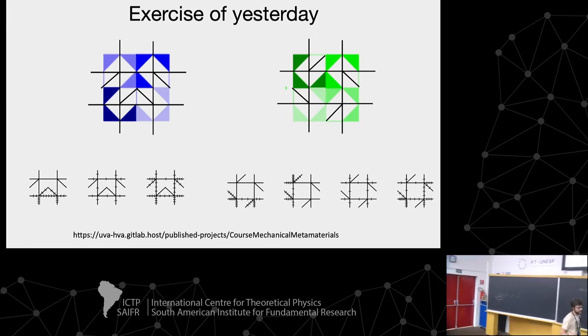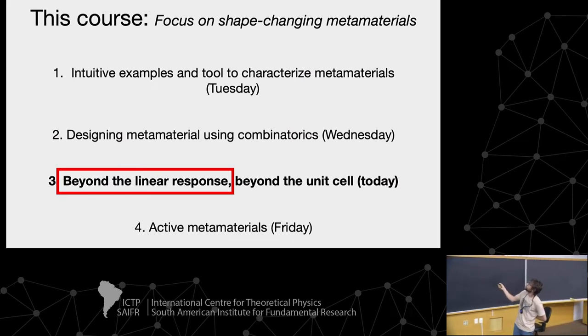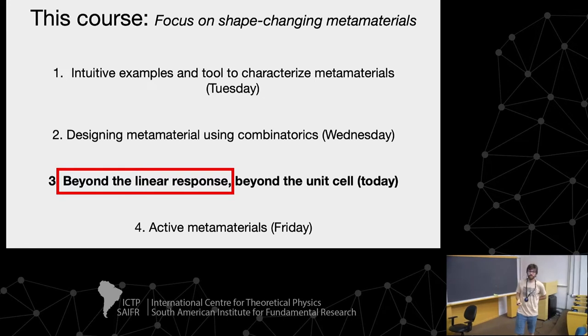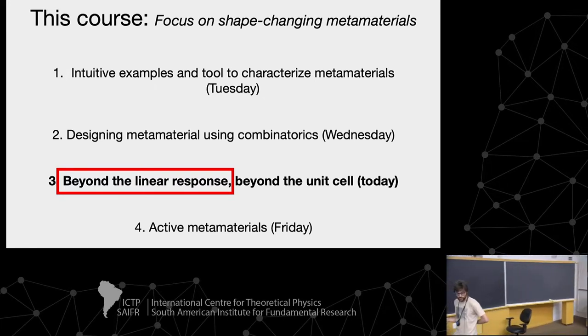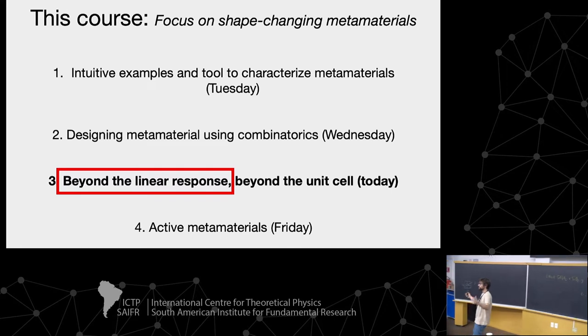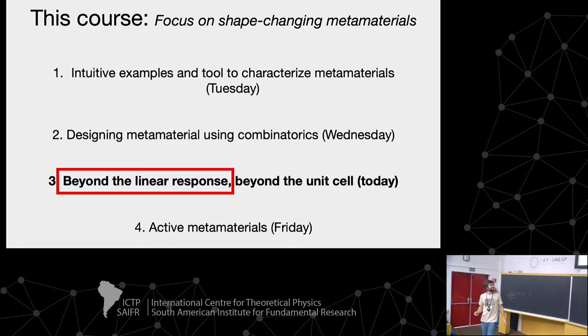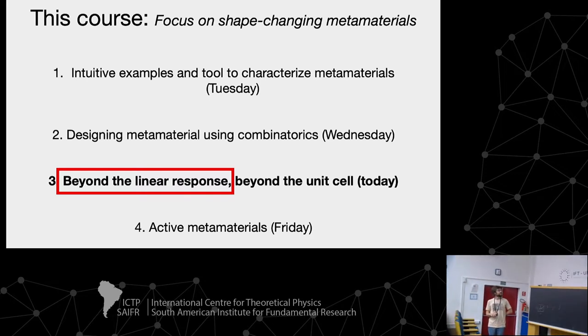Okay. And so this week we did first intuition, zero modes. Then we went on to design, combinatorial design. Today on the menu is what happens when you design a metamaterial typically using a linear framework, zero modes, and so on. But then in the lab, you actually smoosh them a lot. The response becomes nonlinear. And so you create an object that you don't necessarily understand. And so that's basically what we do today.